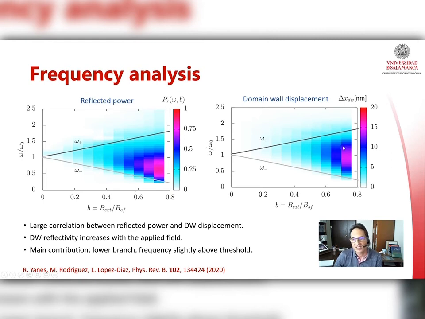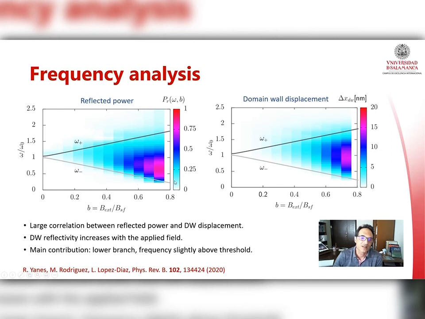Measuring that, we can extract the reflected power and plot it as a function of frequency and field. And as you can see here, there's a very strong correlation between domain wall displacement and reflected power, which is confirming our guess, namely that the domain wall, when the field is applied, because of the net magnetic moment inside it, increases its reflectivity, and it reflects the spin waves that, when reflected, transfer linear momentum to the domain wall and push it towards the right along the magnon flow.